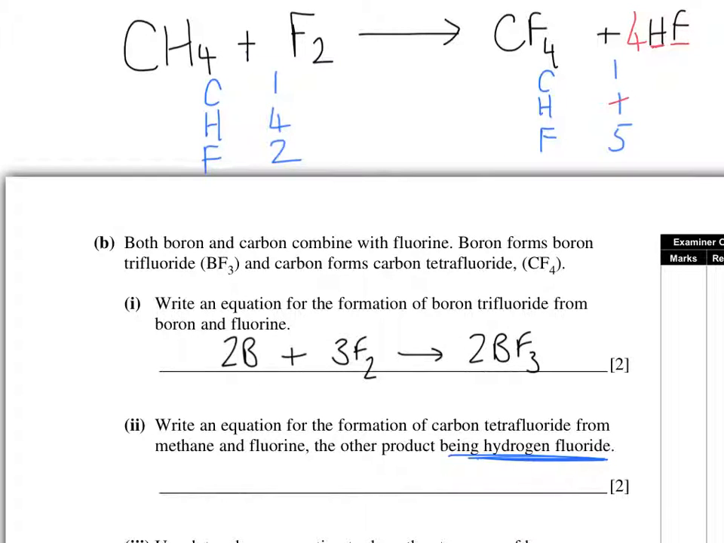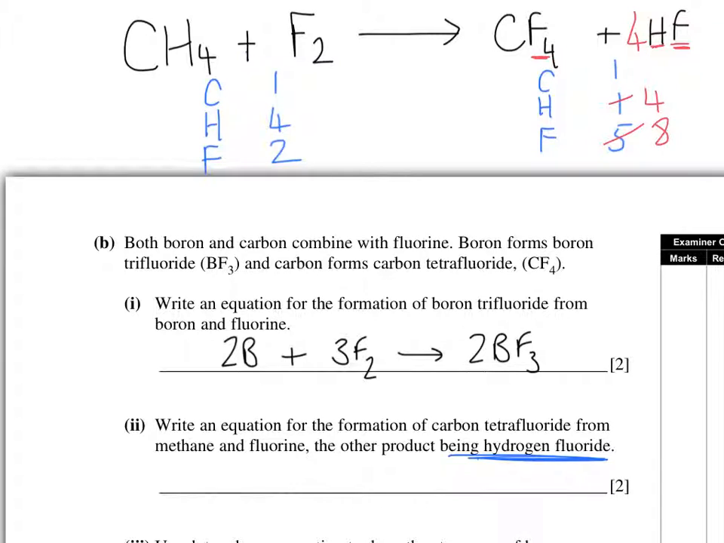So we now have 4 times 1 hydrogen, which is 4. And we now have 4 fluorines here plus 4 fluorines here, and so I now have 8 fluorines. Okay, so my carbons are now balanced, my hydrogens are now balanced, so I need to balance my fluorines last of all.